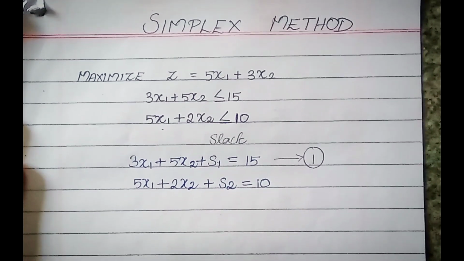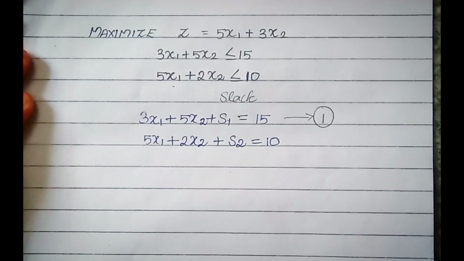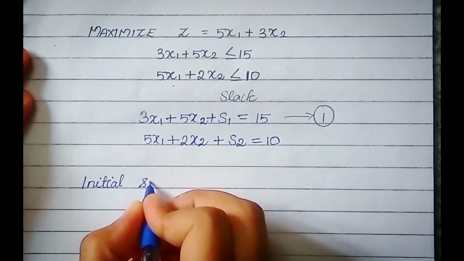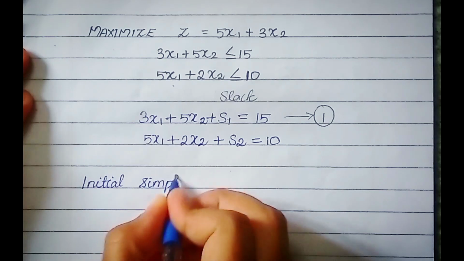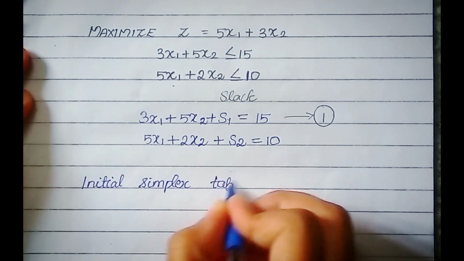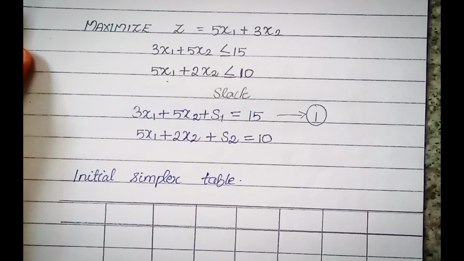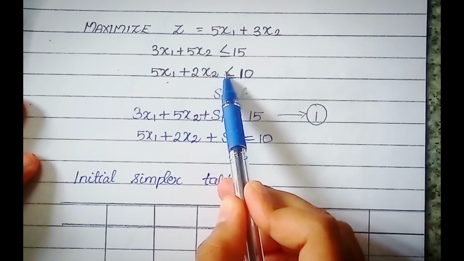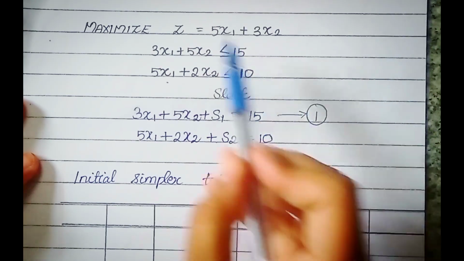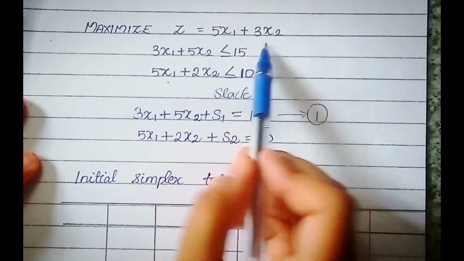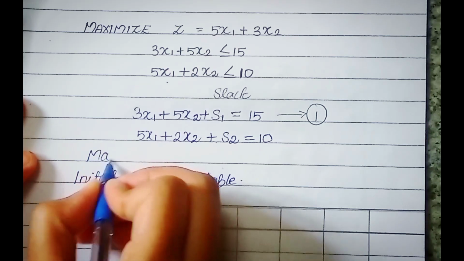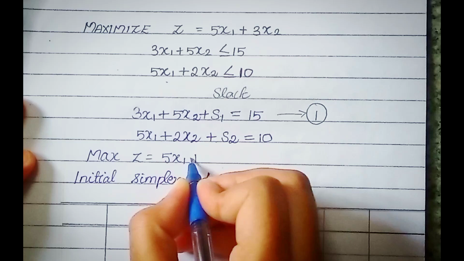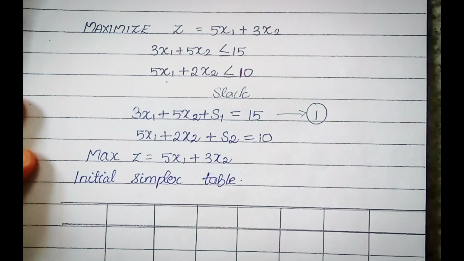So now we should write the initial simplex table. As we wrote the two equations of the question like this, now we should write the maximize z equation again here. Maximize z is equals to 5x1 plus 3x2, right?